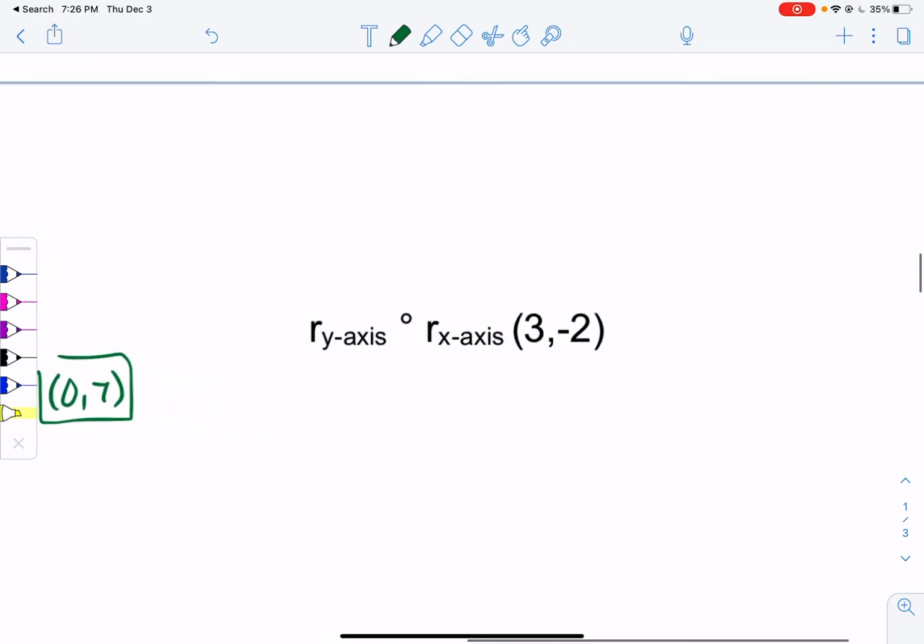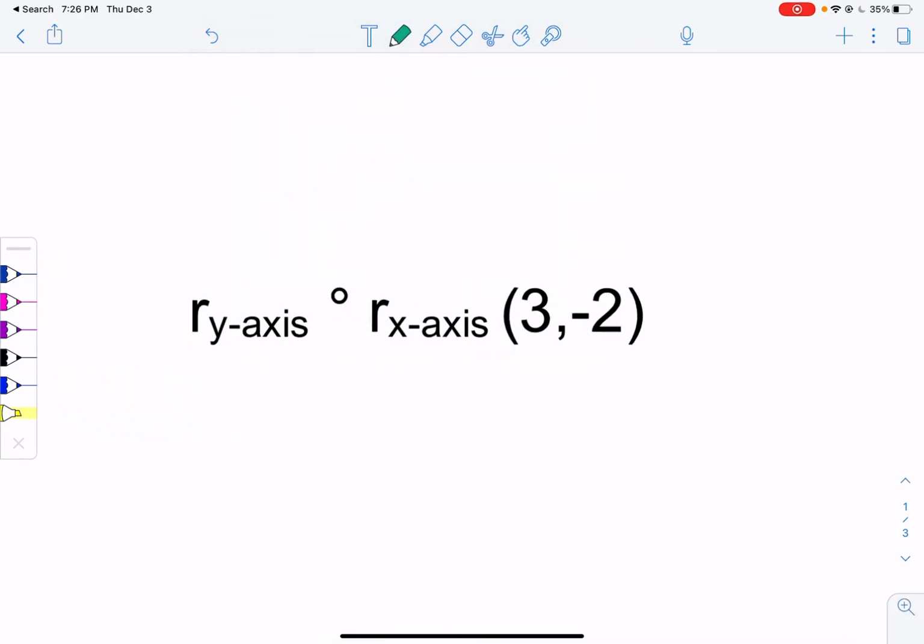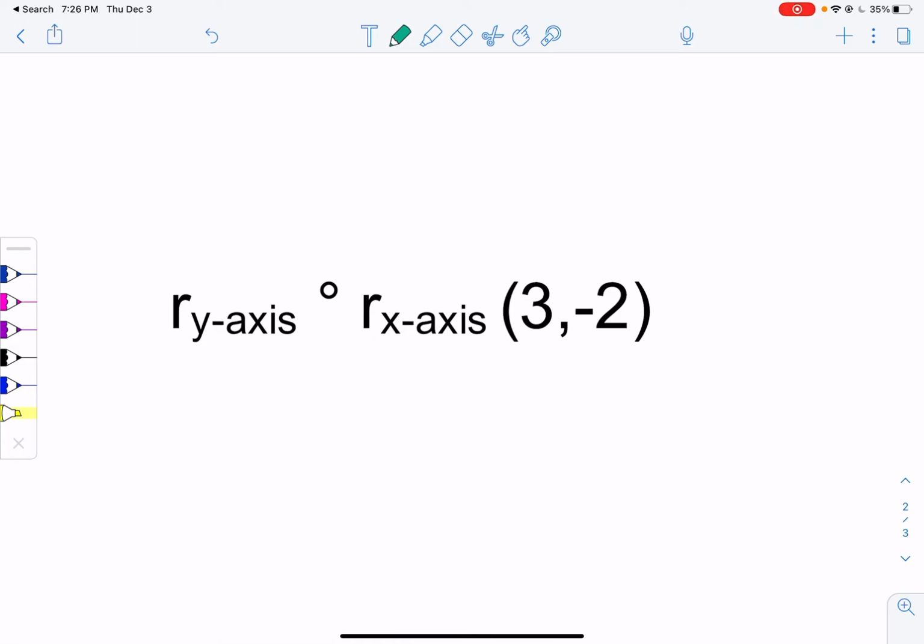Let's do one more. For this example, I want to do a reflection over the y-axis following a reflection over the x-axis on the point (3, -2). Remember, we draw our arrow going backwards. So I'm going to start with the point (3, -2).